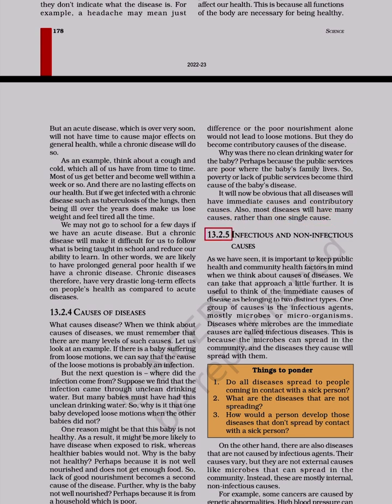1.3.2.5 Infectious and non-infectious causes. As we have seen, it is important to keep public health and community health factors in mind when we think about causes of diseases. We can take that approach a little further. It is useful to think of the immediate causes of disease as belonging to two distinct types. One group of causes is the infectious agents, mostly microbes or microorganisms. Diseases where microbes are the immediate causes are called infectious diseases. This is because the microbes can spread in the community, and the diseases they cause will spread with them.